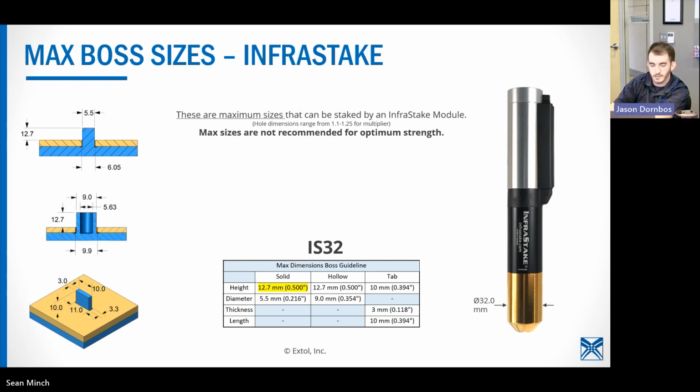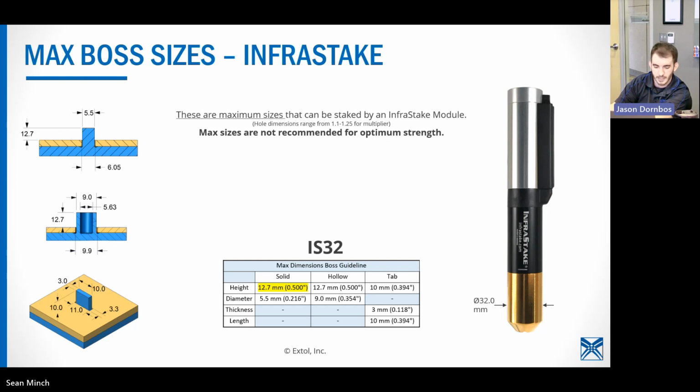So here is a little bit more in detail. There's a couple slides coming up here for the IS-32, the IS-125, and the ISM, as mentioned before. The table here for the IS-32 is really just helping to explain the maximum size mainly. You can see it here highlighted in yellow. On the left here is the solid pin, the hollow pin, and the tab shape.